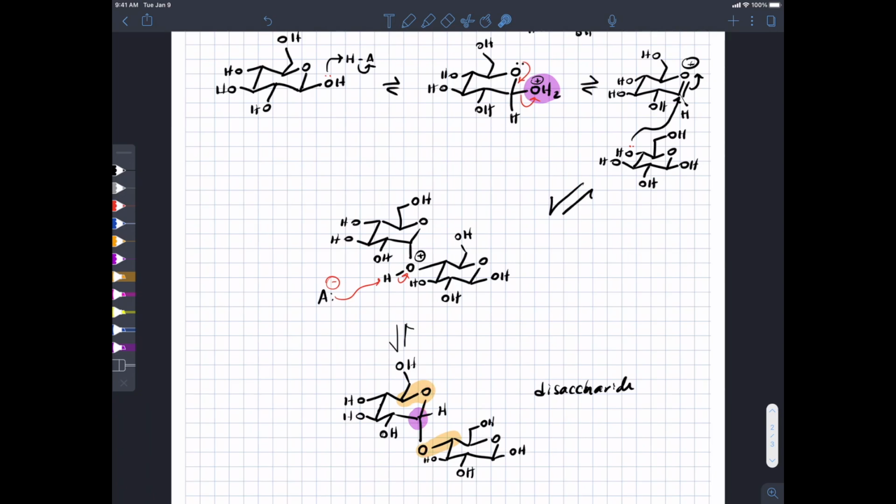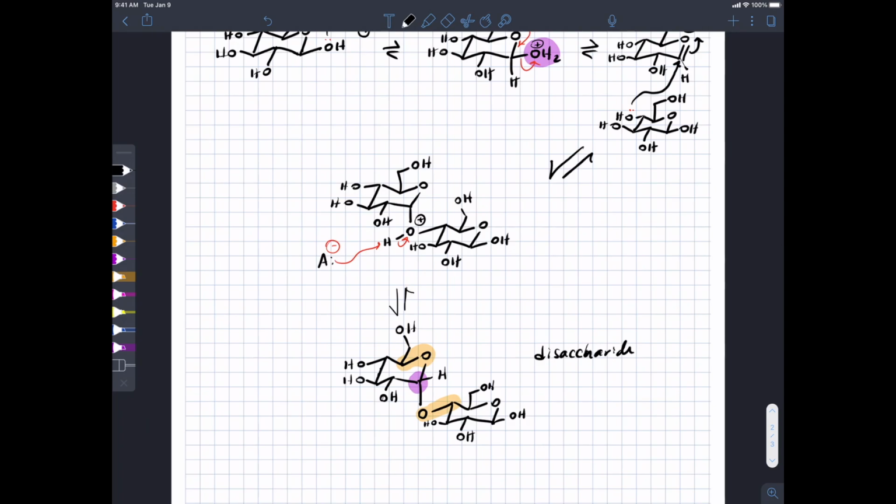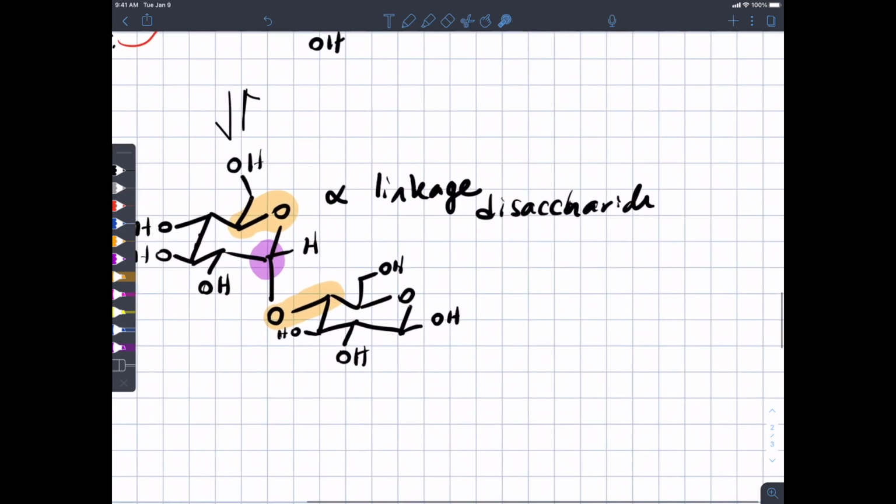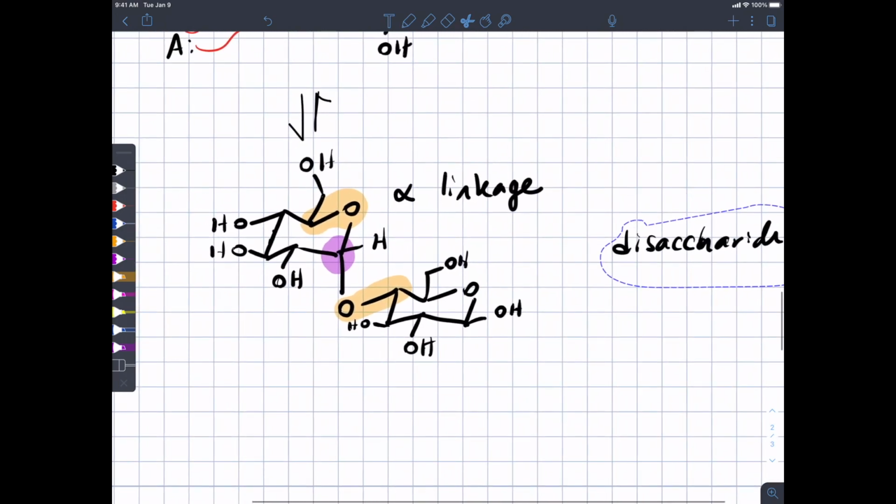The acetal with this particular configuration, this is called an alpha linkage, where the oxygen from the other sugar is axial and down. That's called an alpha linkage. I don't know if you've had some cell biology, I don't know if you've learned this terminology. You will certainly use it if you take biochemistry.